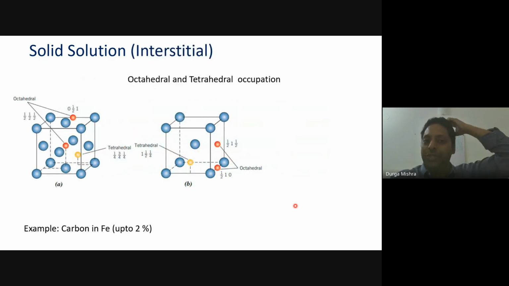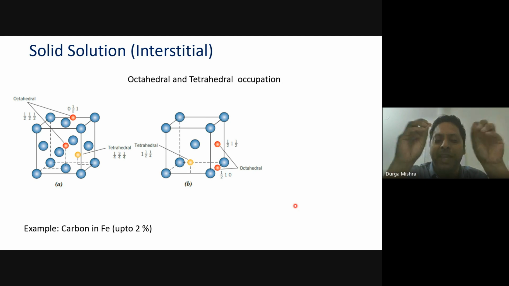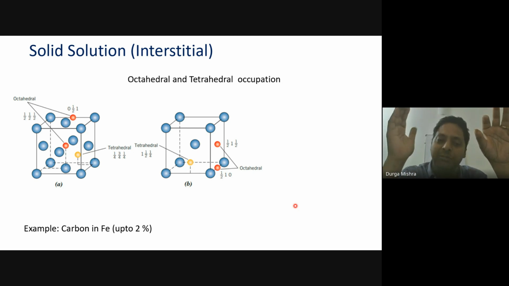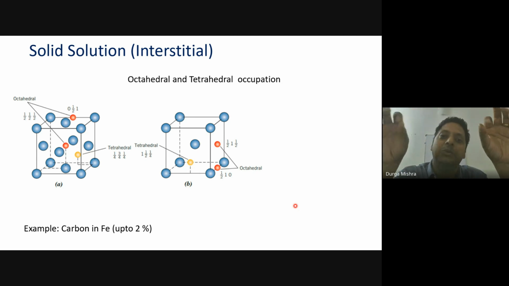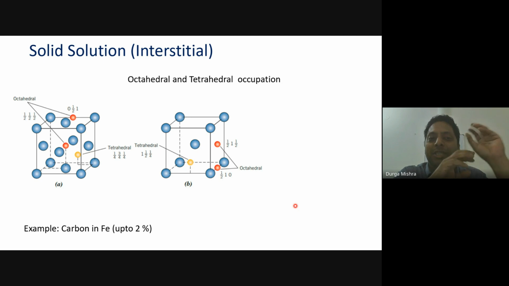Okay, so the next type of solid solution is related to the interstitial defects that we discussed. Interstitial means we are adding a foreign atom which occupies a space in between the parent atoms. It is not replacing the parent atom, the parent atoms will remain there as many as they were, but it will just go into the space available around those parent atoms. That means this interstitial substitution will always have a smaller atomic or ionic radius compared to your parent atom.